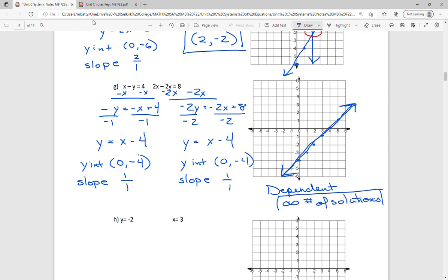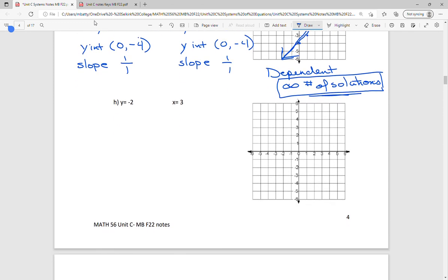At this point, you're probably getting pretty good at putting these on the graph. Remember, what we're looking for is the final answer, the things that I've been putting in the box. If you put consistent, dependent, or inconsistent down, that's great too. But that's what we're really trying to roll together here.